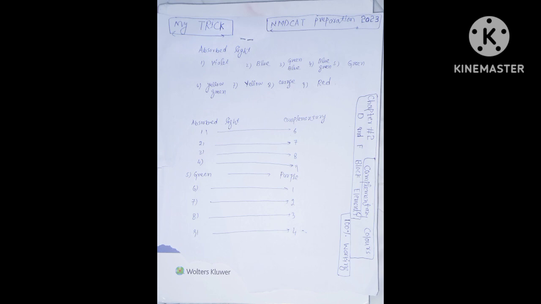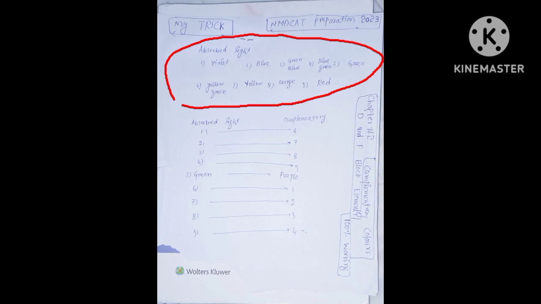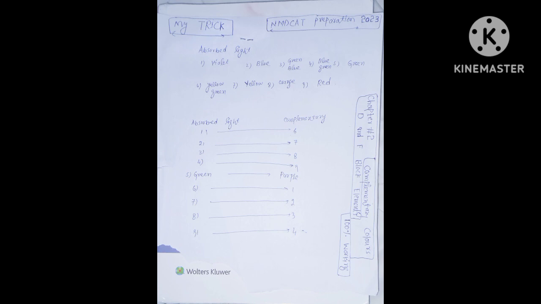First of all, they will give you a color that will be the absorbed color of that substance. You will be asked to find out the complementary color of that substance. So guys, by remembering this, first draw the absorbed colors, that is violet, blue, blue-green, green, yellow-green, yellow, orange and red. Number them as 1 to 9. As 1, 2, 3, 4, 5, 6, 7, 8, 9.